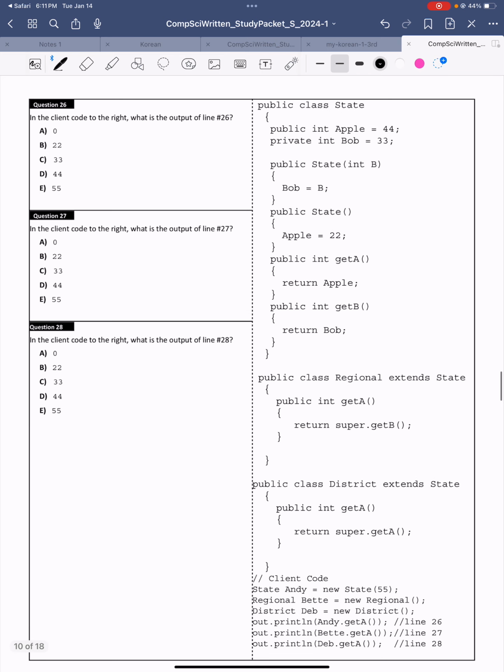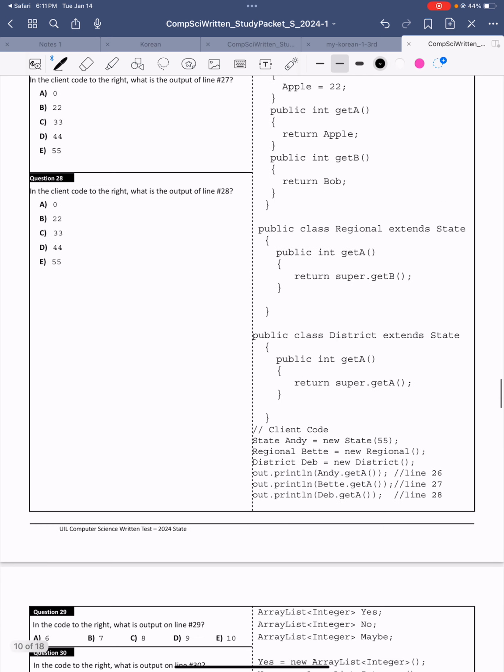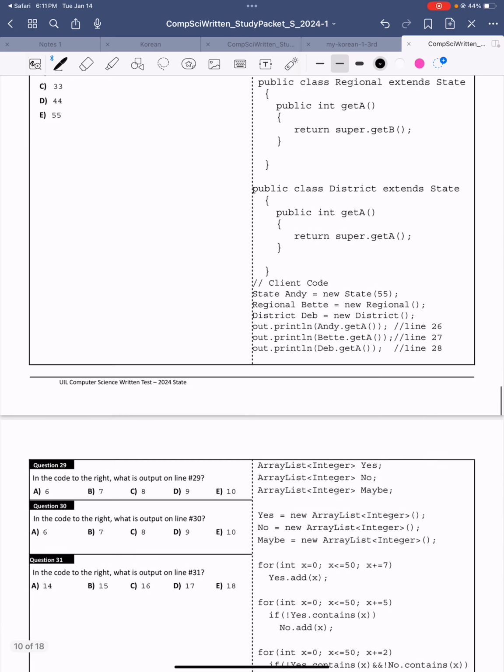Okay, this seems intimidating, but it's really not. We have a state class. Here we have our constructor with a parameter. We have a constructor with no parameter. Then we have a getB method. Pretty simple. And then I guess we have some variables here as well. So regional extends state, district extends state. So let's look at this one. Andy is new State 55, right?